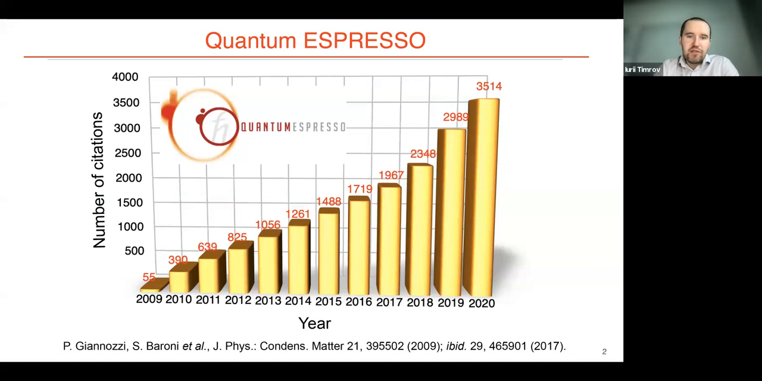I would like to share with you this data, which is the number of citations of the 2 main Quantum Espresso papers shown below, published in 2009 and 2017. You can see that the citation of Quantum Espresso is really increasing every year. In particular, in 2020, essentially every day Quantum Espresso is cited in 10 papers. So for example, today, 10 papers will cite Quantum Espresso. This gives us an idea that Quantum Espresso is a widely used electronic structure software.